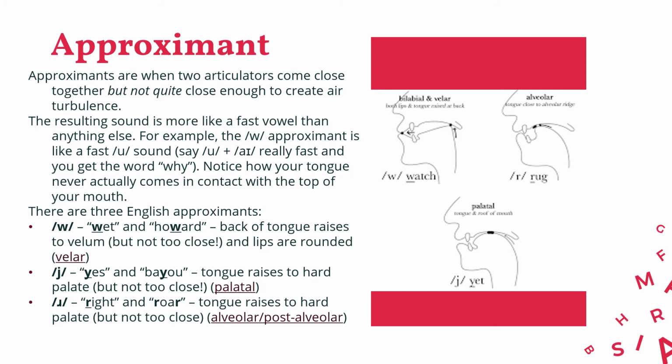There are three English approximants: w, like in wet and hover. Back of tongue rises to velum, and lips are rounded. Next is y, like in yes, value. Tongue rises to hard palate, but not too close. The last one is r, like in right, roar. Tongue rises to hard palate, but not too close.